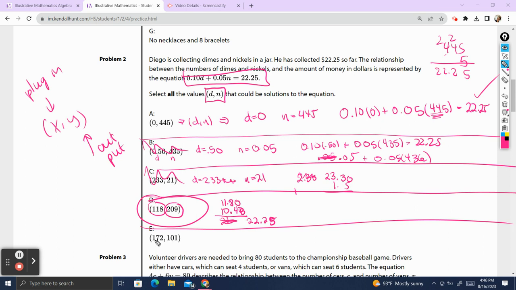Now we have this last question here. Here we have 172 dimes, which is 17 dollars and 20 cents. And then we have 101 nickels. So we know 101 nickels means that we have 5 sets of 20, which is going to be $5. And then one left over, which is an additional 5 cents. When we add this together, that gets us 22.25.